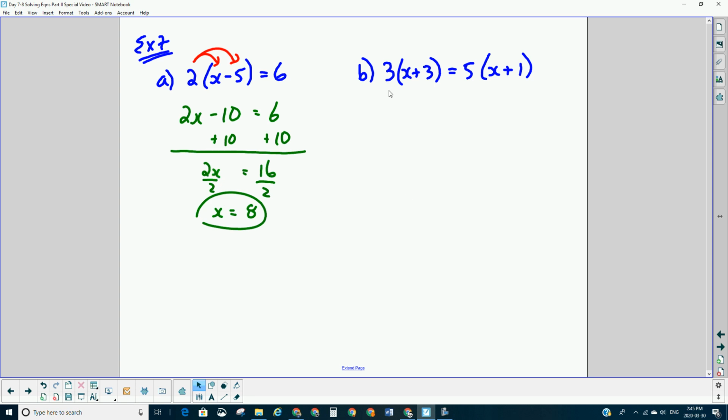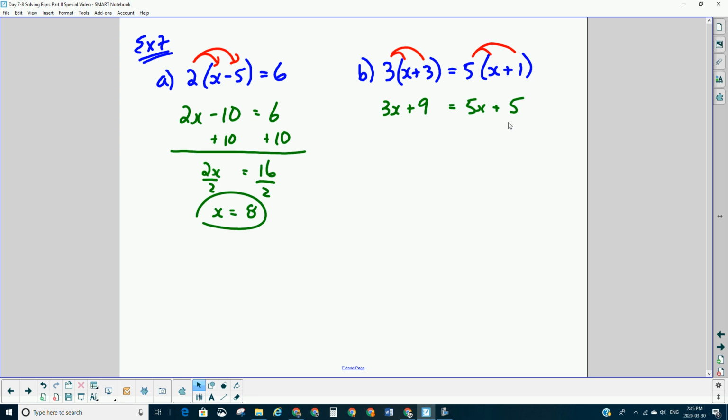Sometimes we'll have, for an example in B, where we're going to have to rainbow a couple of times. So the 3 times the x, and times the 3. So 3 times x, and then times the 3. That's going to get us 3x plus 9. And on the other side, we're going to rainbow the 5. So the 5 gets rainbowed with the x, and the 5 times x is 5x, and the 5 times 1 is 5.